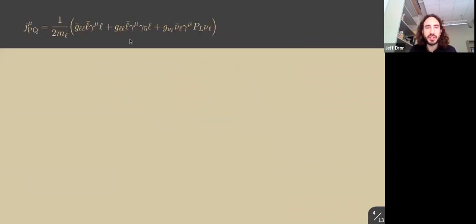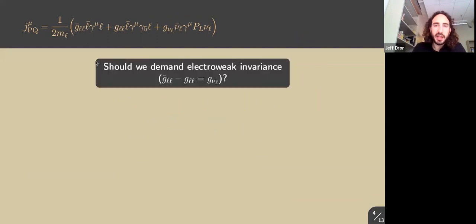So here's the Lagrangian that I just showed you on the top of your screen. You're just seeing it one more time. And the first question that I want to ask here is, well, should I demand electroweak invariance onto this Lagrangian? I have 3 couplings, to 2 leptons and neutrinos, and I've not in any way related these 3 couplings thus far.